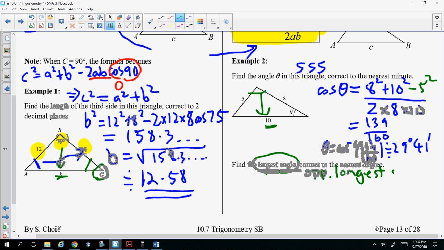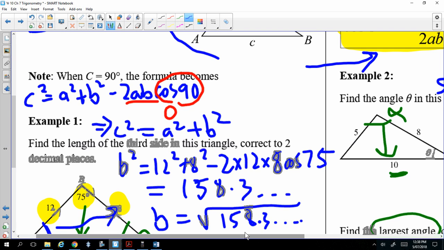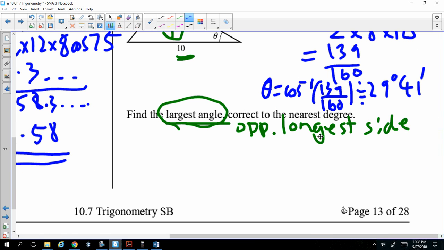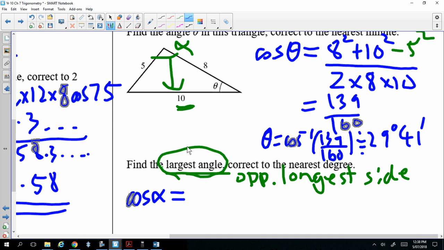Okay, let's try to work out. So let's call this angle alpha. Let's find alpha. Usually Greek letters are used to stand for angles. So let's go cos alpha equal. Now this time 10 is the C, right? So you go 5 squared plus 8 squared minus 10 squared. The C is the 10. Over 2 times 5 times 8.